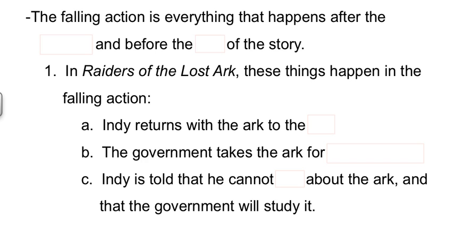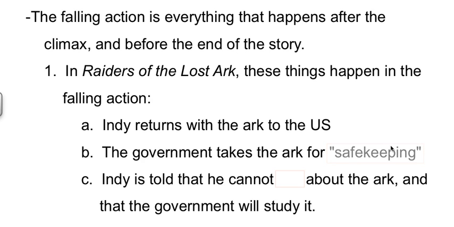The falling action is everything that happens after the climax and before the end of the story. So there could be a lot of things in this section too. In Raiders of the Lost Ark, these are the things that happen in the falling action. First of all, Indy returns the Ark to the United States. And then he talks to the government. And the government takes the Ark for safekeeping, and Indy is told that he cannot talk about the Ark and that the government will study it. All these things happen before we get to the resolution or the end of the story.